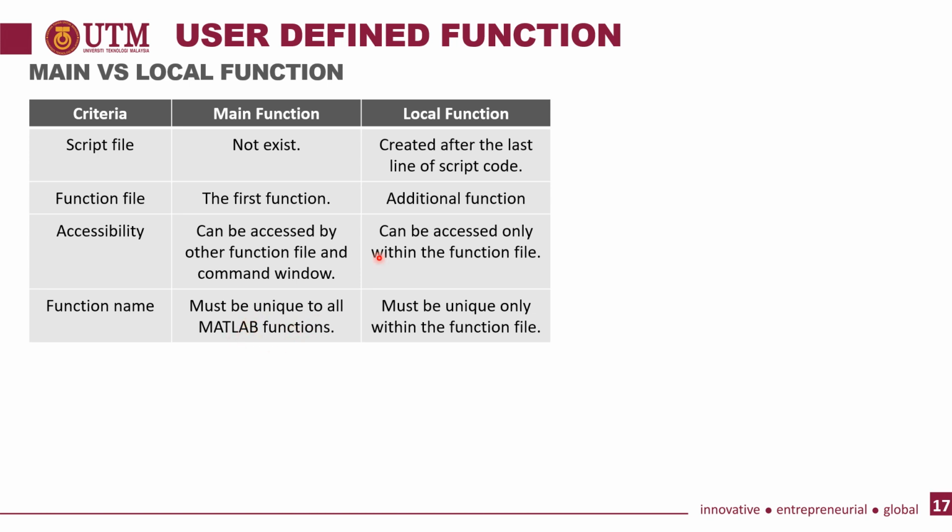Alright? So next is the function name of a local function. It must be unique only within the function file. So if you have a function file and you have local functions over there, you cannot have multiple local functions with the same name. That is the criteria for local functions inside a function file.